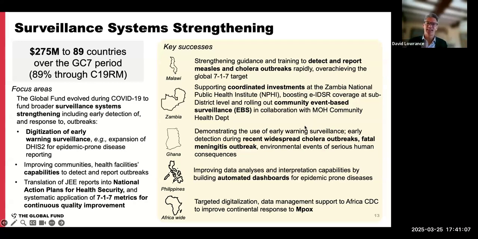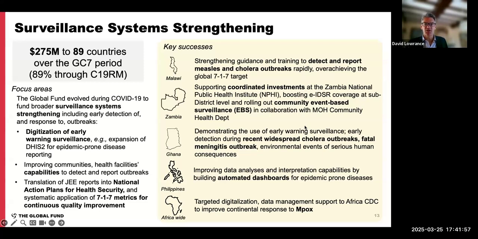There have been some really exciting examples. We haven't seen this before at this scale. A number of countries have been able to train workforce to support responses to new emerging outbreaks. And several countries, including one we're going to talk about in more depth shortly, have established and actually scaled up community event-based surveillance, along with some expansion of digital tools, and some other nice examples related to Mpox response across sub-Saharan Africa.